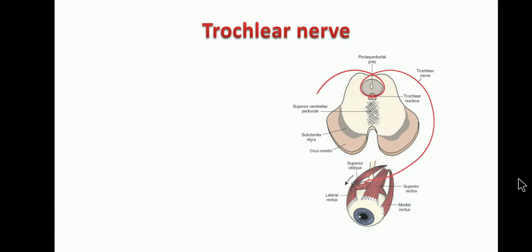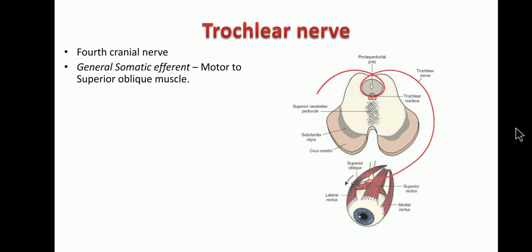The next cranial nerve which we are going to discuss today is the trochlear nerve, or the fourth cranial nerve. It is a very slender nerve, and it supplies only one muscle of the eyeball, that is the superior oblique muscle. Okay, so it only supplies one muscle, that is the superior oblique, and the component is general somatic efferent. So general somatic efferent is only motor, to one muscle, that is the superior oblique.